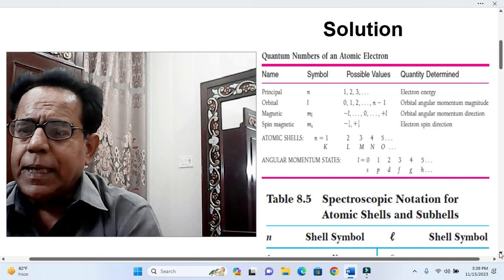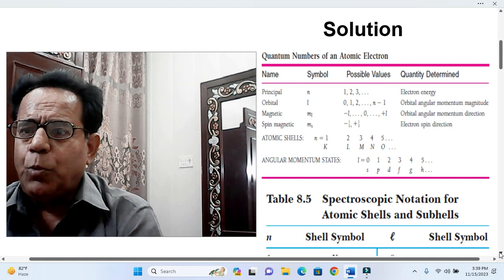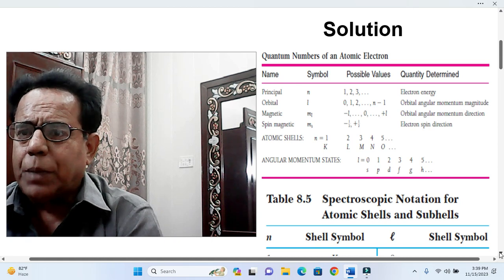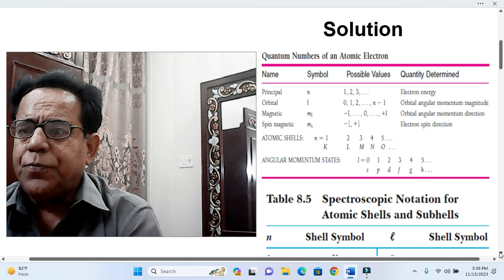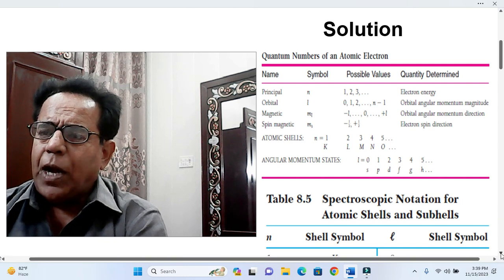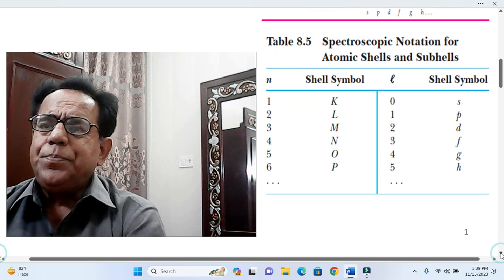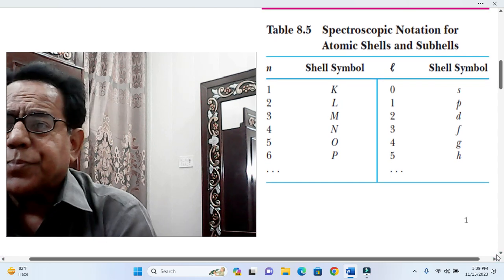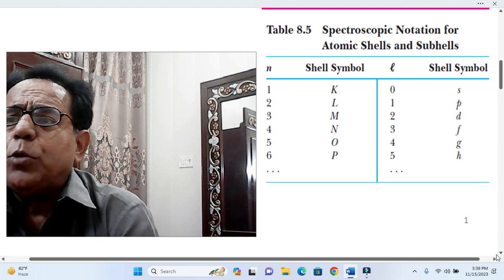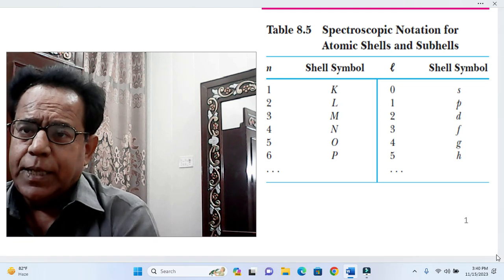Then angular momentum states, l equal to 0, 1, 2, 3, 4, 5 and so on, while the subshells are s, p, d, f, g, h and so on. Okay, we will follow such a guideline. The second snapshot is spectroscopic notation for atomic shells and subshells.